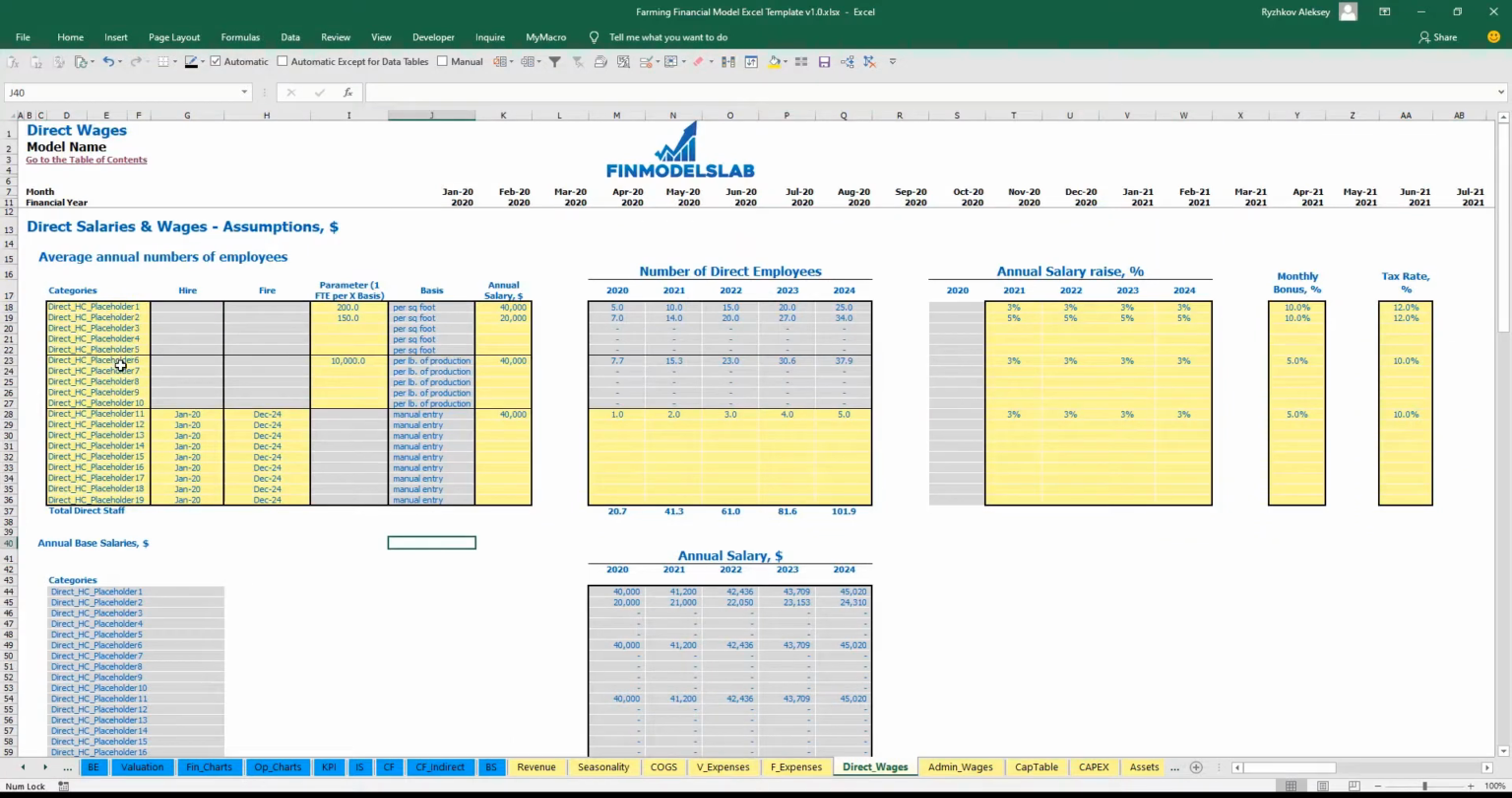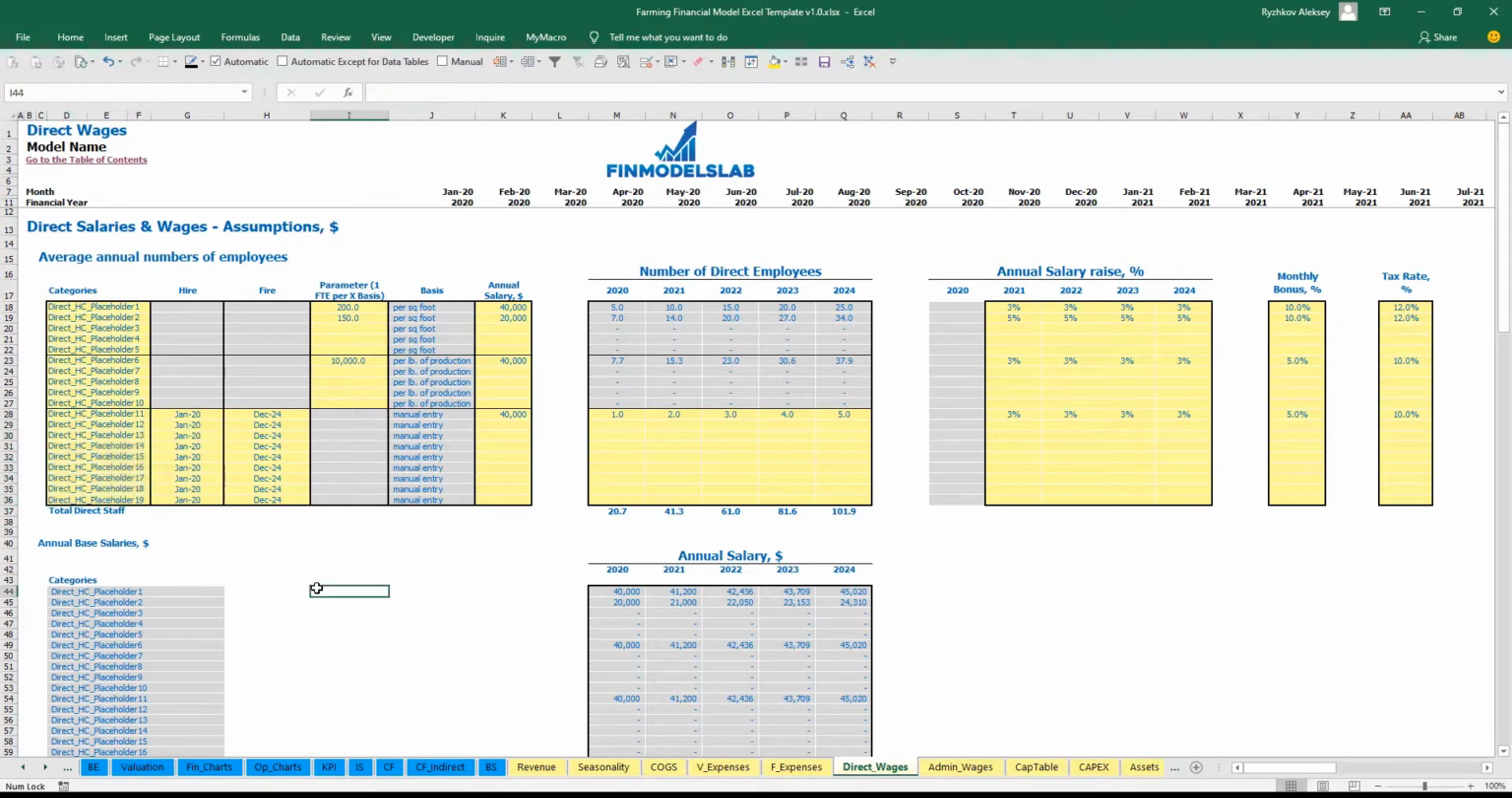The next category or type is to drive your direct headcount as a parameter per pounds of production. Means that per 10,000 of pounds production you'll have 1 FTE. Again, you can set up salary, salary rise, monthly bonus, payroll tax rate, and you will see the amount of headcount which is needed depending on the production driven by the revenue assumptions.